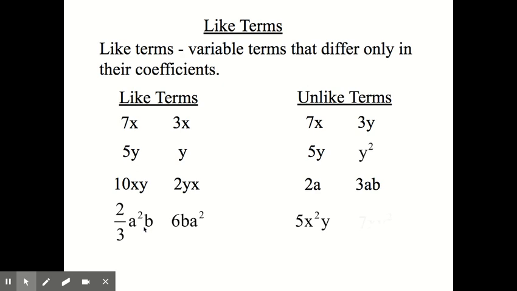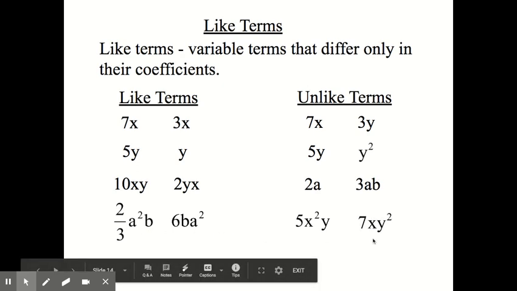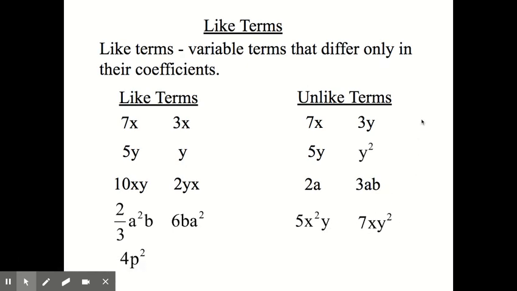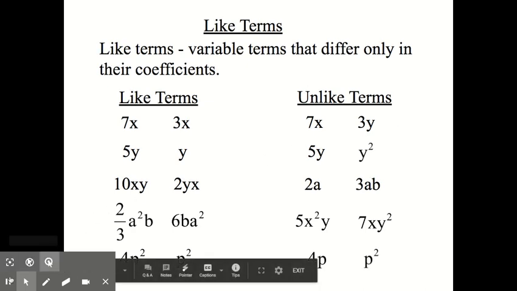5x squared y is not a like term with 7xy squared. Even though there is a square, one is attached to the x and the other is attached to the y. These are unlike terms. And finally, 4p squared is a like term of p squared because they both have the p squared, but 4p is not a like term with p squared.